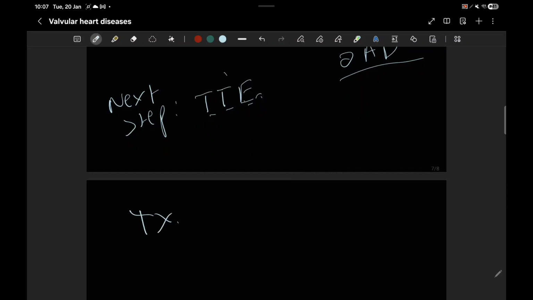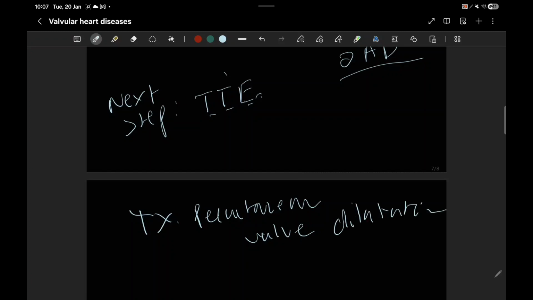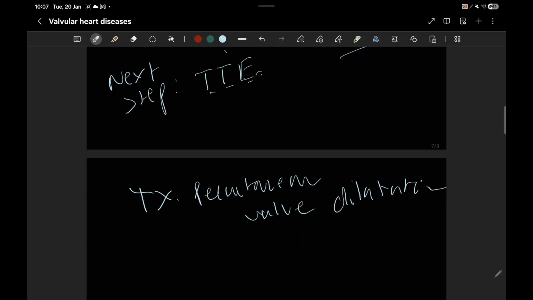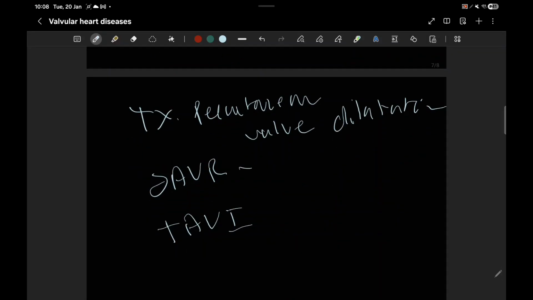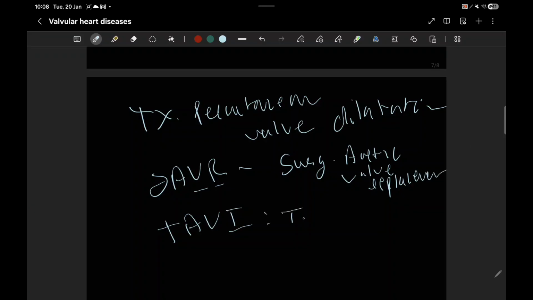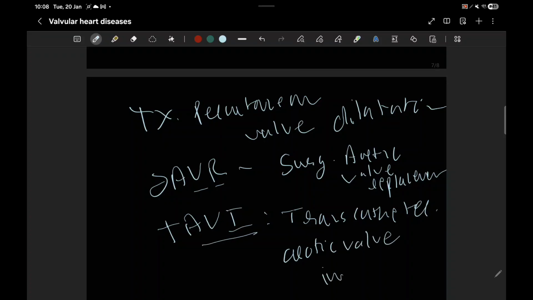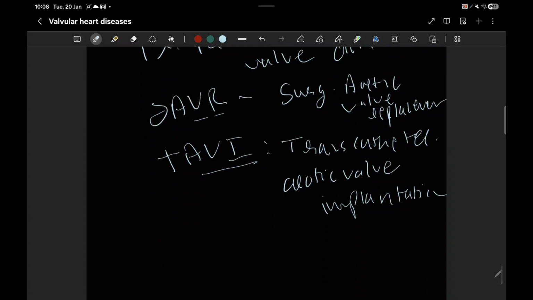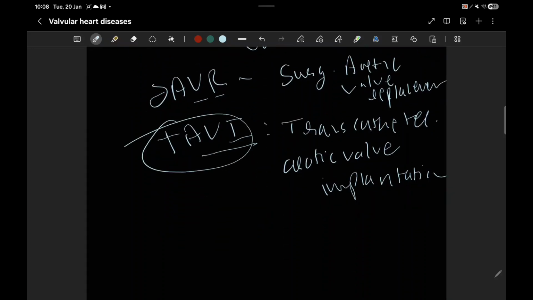Treatment, basically, there is percutaneous valve dilatation, since it's stenosis, using a balloon. It's a procedure that uses a catheter and balloon to treat heart valve stenosis. Also, there is SAVR and TAVI. SAVR is surgical aortic valve replacement, and TAVI is transcatheter aortic valve implantation. Nowadays this is preferred, guys. This is more preferred, again after the echo.